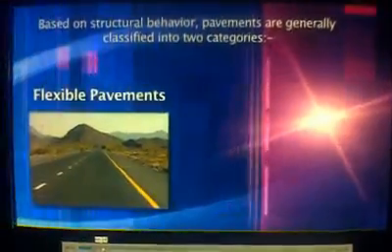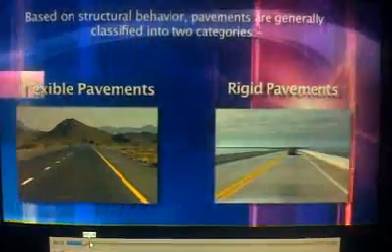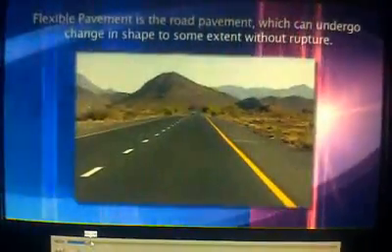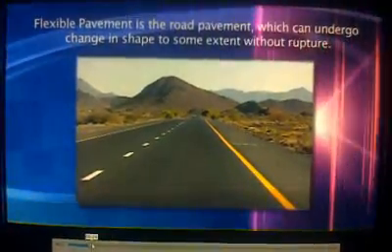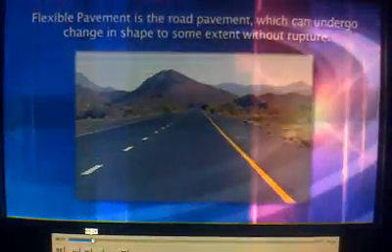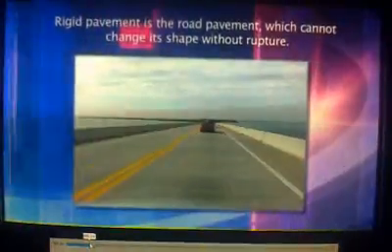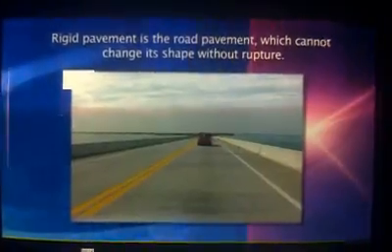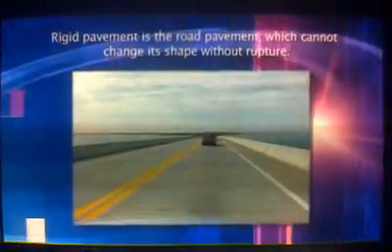Based on structural behavior, pavements are generally classified into two categories: flexible pavements and rigid pavements. Flexible pavement is the road pavement which can undergo change in shape to some extent without rupture. Rigid pavement is the road pavement which cannot change its shape without rupture.